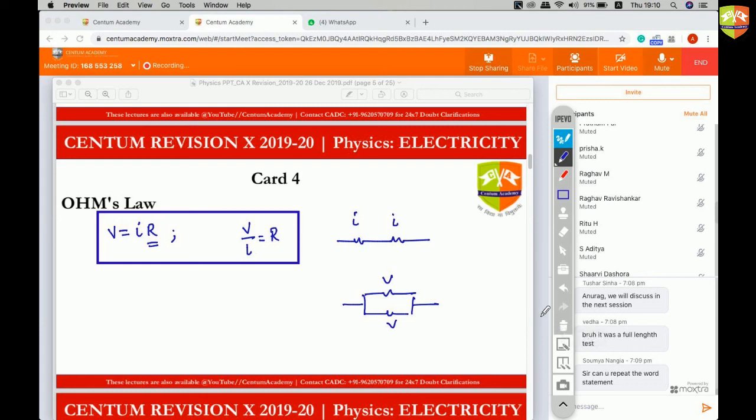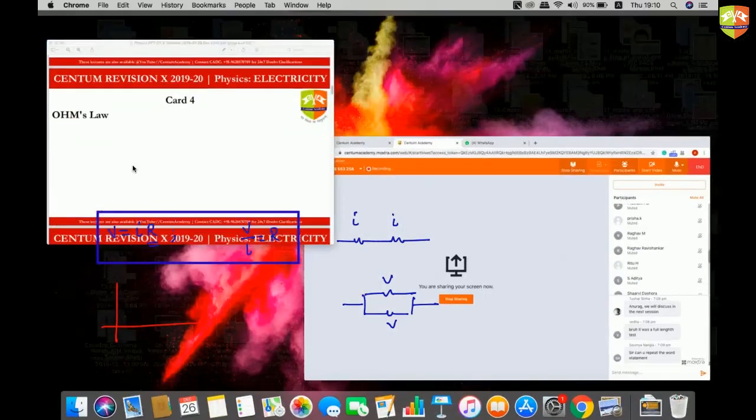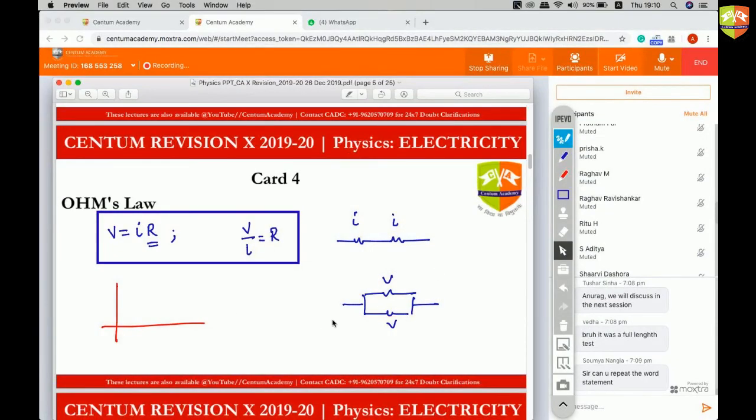What I estimate is that this is the formula from which you will get the numerical question from this chapter. Clear? What you should remember is that when resistances are connected in series, the current remains the same, whereas when they are connected in parallel, the voltage remains the same. This is the idea which is going to be utilized by the numerical. They will also ask you the equivalent resistance of the combination. For that we have another topic to be discussed. Clear? V equals IR.